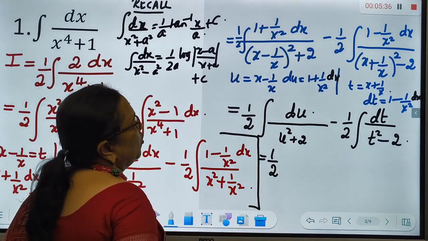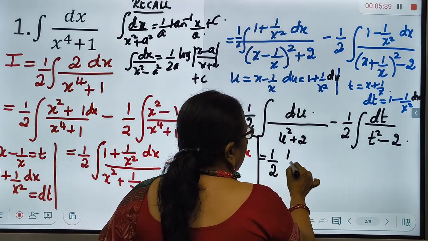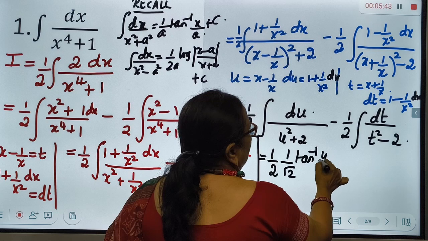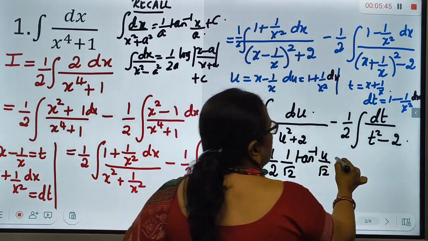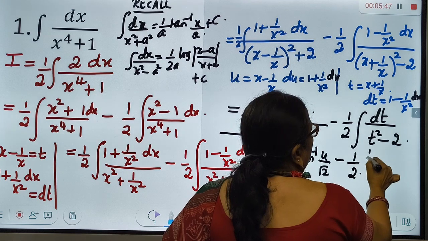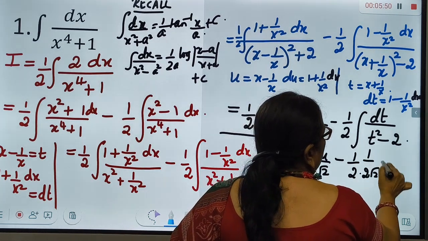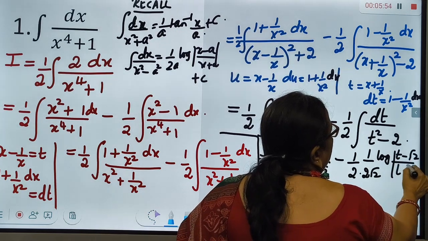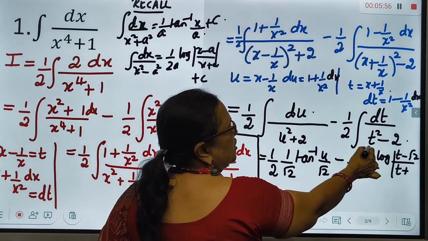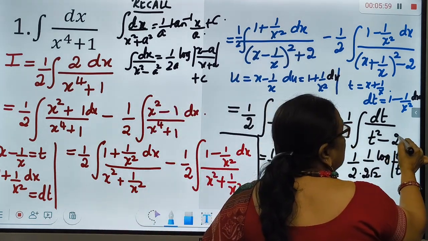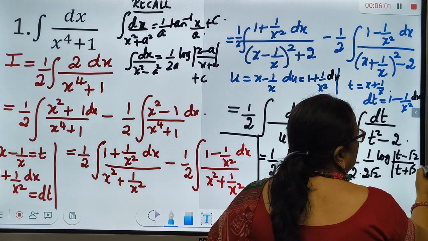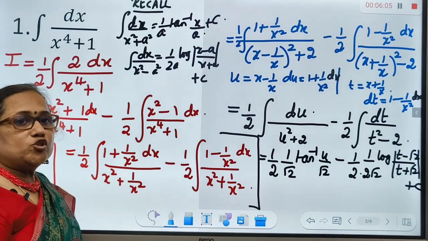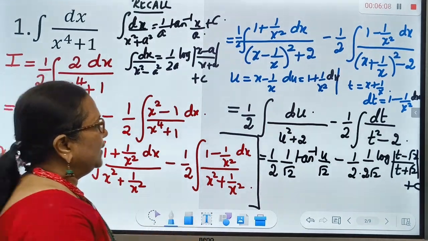Accordingly, this will be 1 by 2 into 1 by root 2 tan inverse u by root 2, minus 1 by 2 into 1 by 2 root 2 log mod t minus root 2 by t plus root 2. Here, instead of x, I have t. If a square is 2, so a is root 2. Now I have to substitute for u and t.